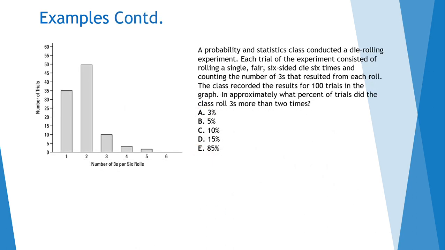Okay, next example. A probability and statistics class conducted a dice rolling experiment. Each trial of the experiment consisted of rolling a single, fair, six-sided die 6 times and counting the number of threes that resulted from each roll. The class recorded the results of 100 trials in the graph. In approximately what percent of trials did the class roll threes more than 2 times? Okay, so basically I'm trying to count the number of trials where we're having 3 and above threes per 6 rolls.